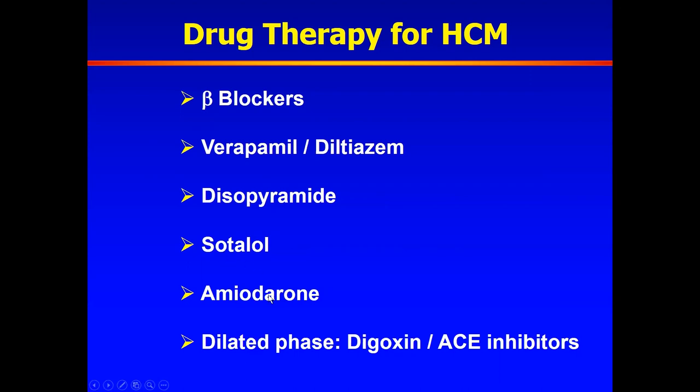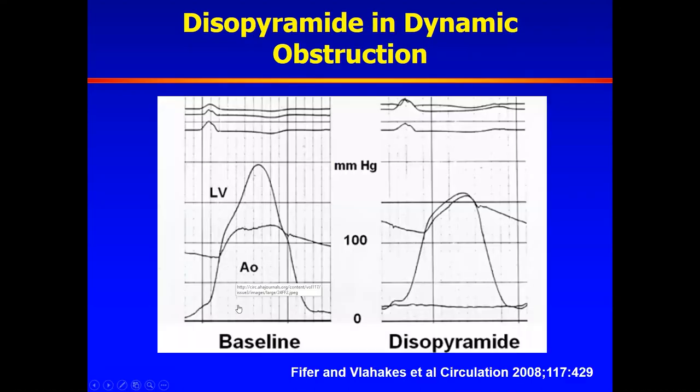Sotalol has an edge over amiodarone because of its beta blocker properties. And then once the patient gets into the dilated phase, you would treat them the way you would treat the dilated phase, the patients with HFrEF.